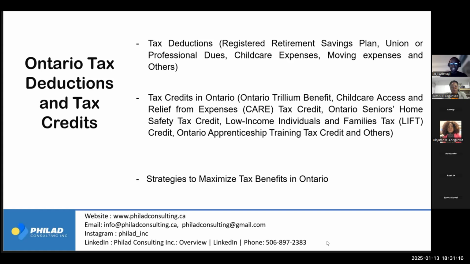We've talked about the registered retirement savings plans. That's where the contribution reduces your taxable income, and you can grow your tax deferral until withdrawal. We've talked about the union and professional dues, where you can deduct the fees paid to maintain memberships in any professional association or union. Childcare expenses, if you incur daycare expenses, nanny or after school program, these are tax deductions you can take advantage of.